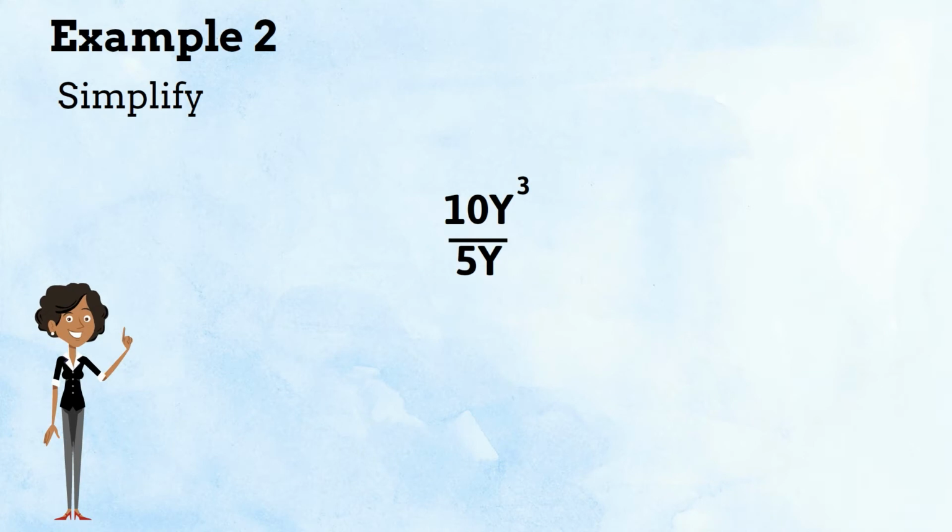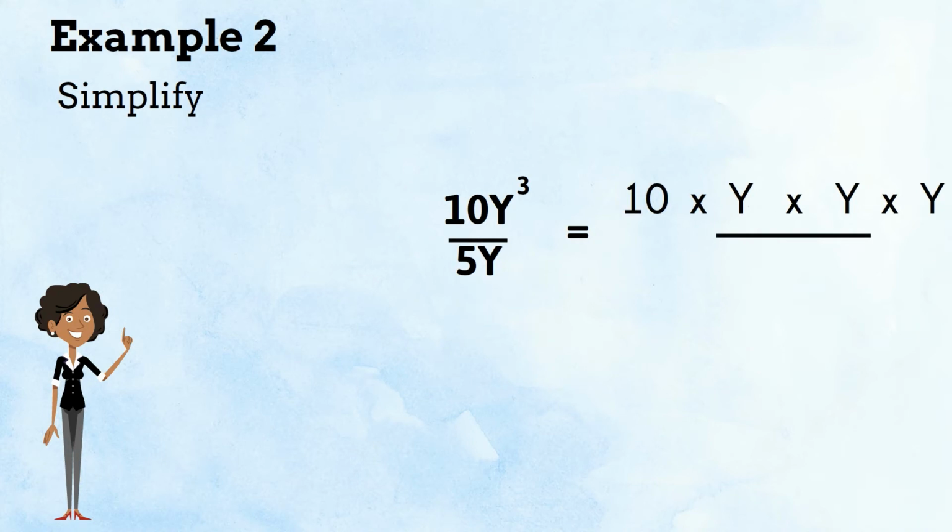Here's another example. 10y cubed over 5y. Let's start by writing it in expanded form. 10y cubed can be written as 10 times y times y times y, and 5y can be written as 5 times y. All we need to do now is cancel down to simplify it. 5 can go into 10 2 times. The bottom y can cancel one of the top y's. We'll be left with 2 times y times y, which is the same as 2y squared.